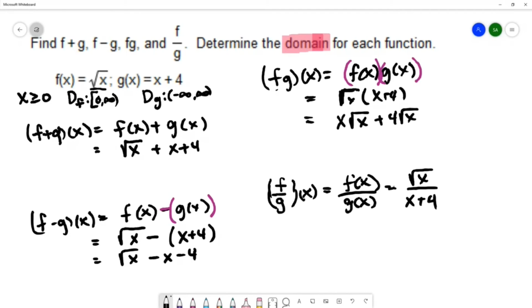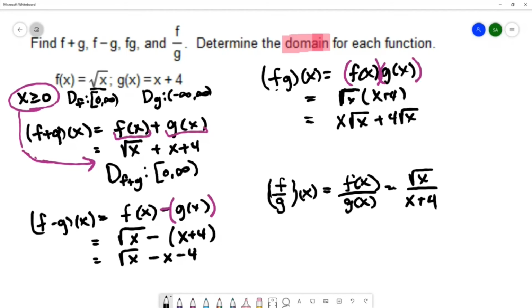When we use f and g to create that, now we need to bring in the restrictions from those originating functions. And we only have this restriction of x being greater than or equal to 0. So for f plus g, the domain of f plus g, we only need to consider that restriction for 0 to infinity. The same thing happens with subtraction, and the same thing happens with multiplication.